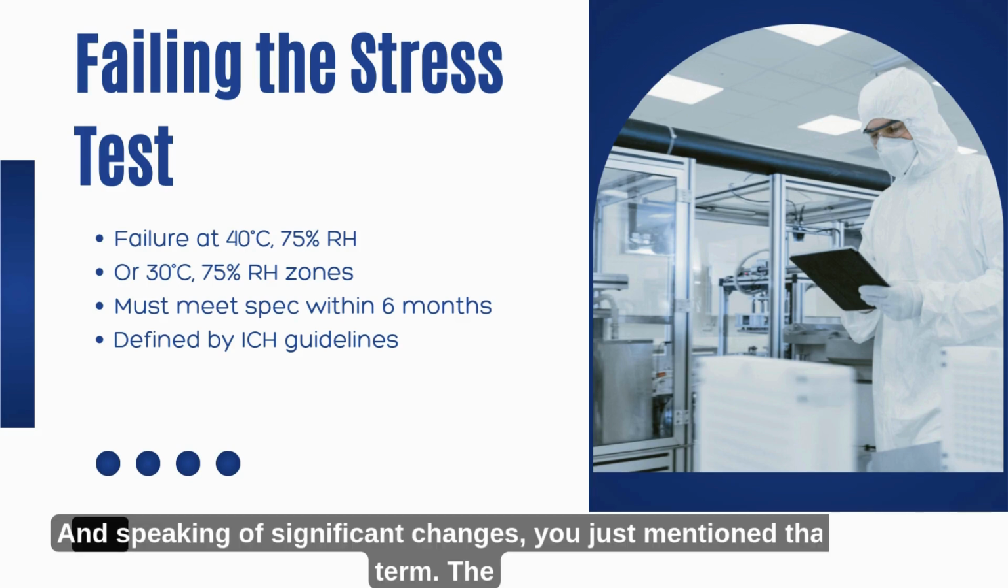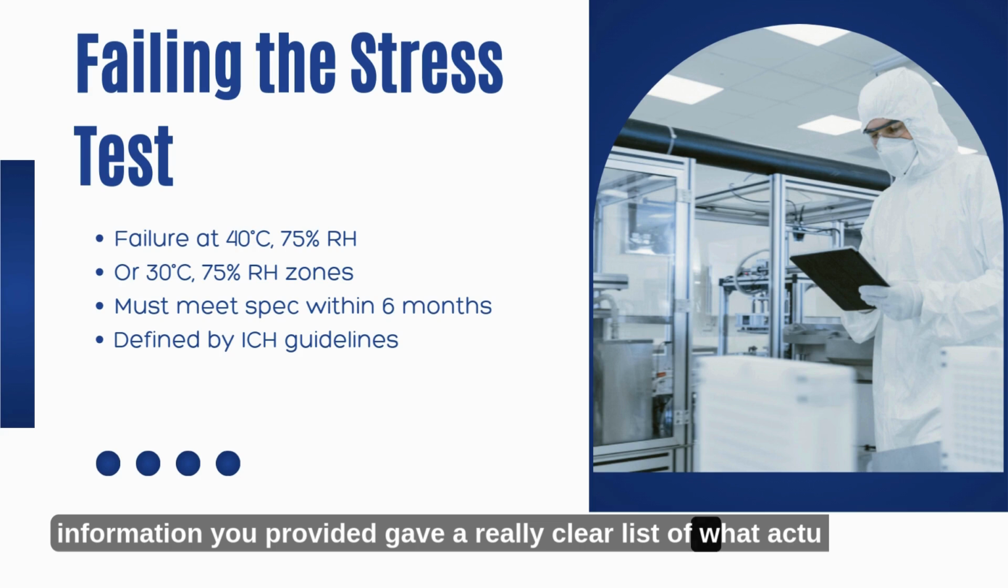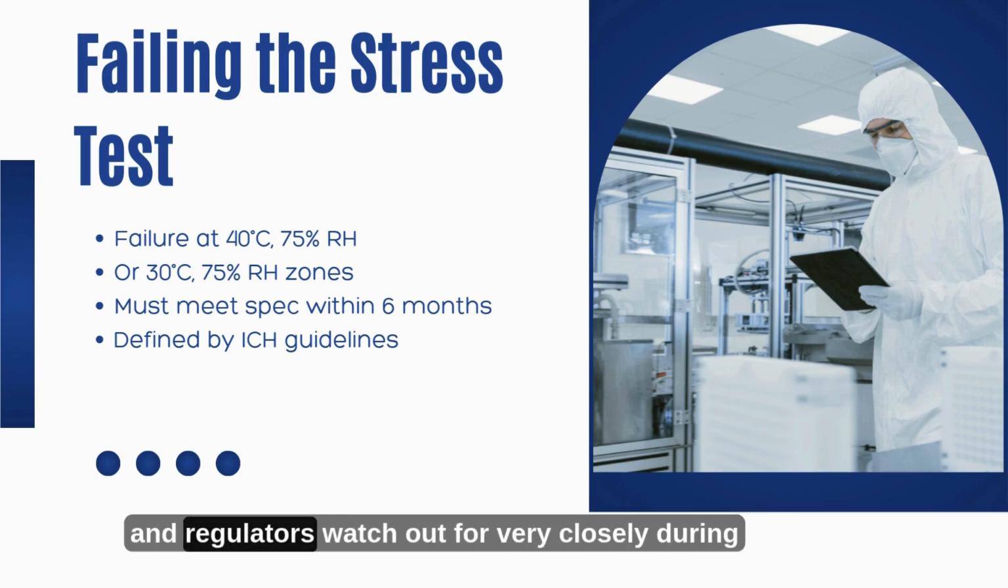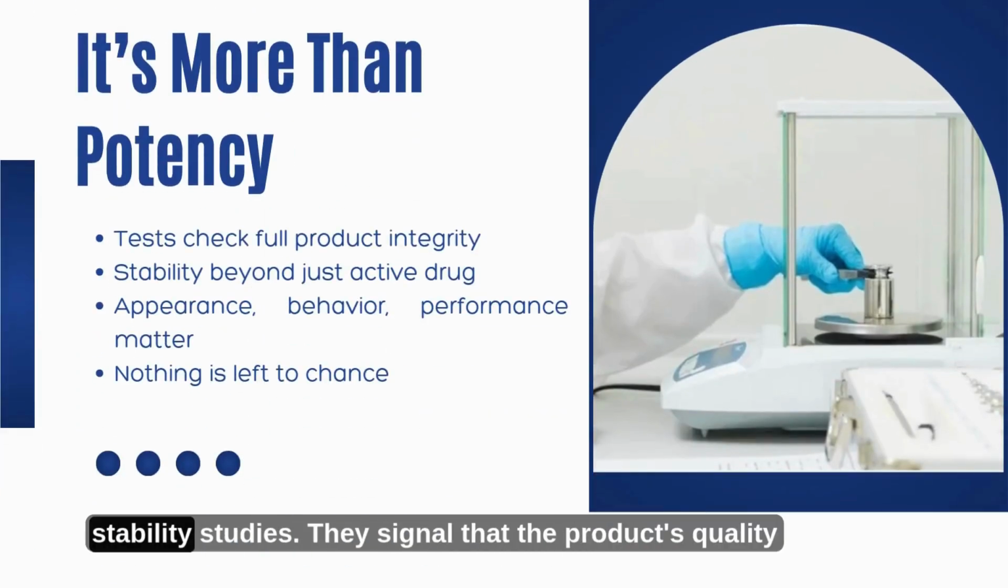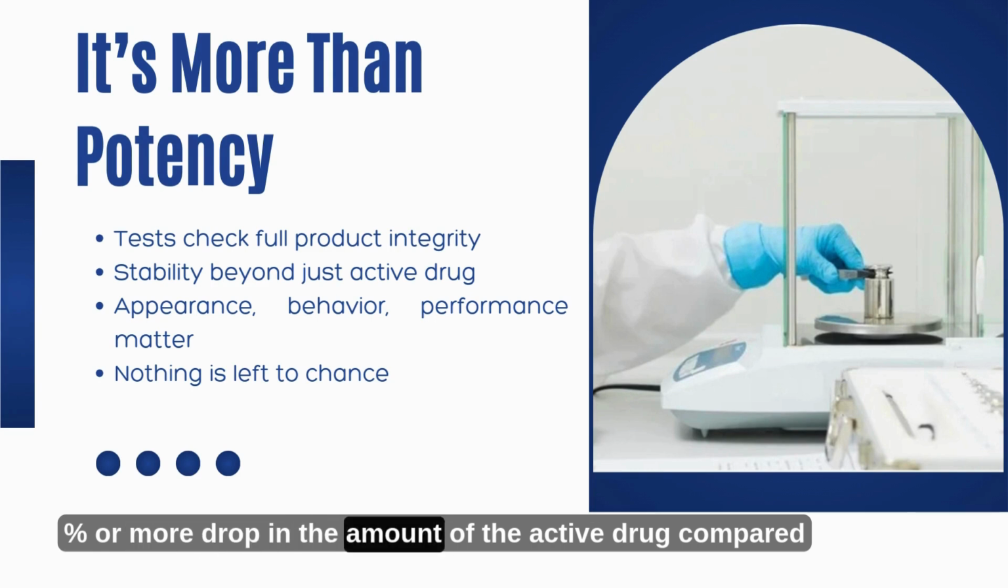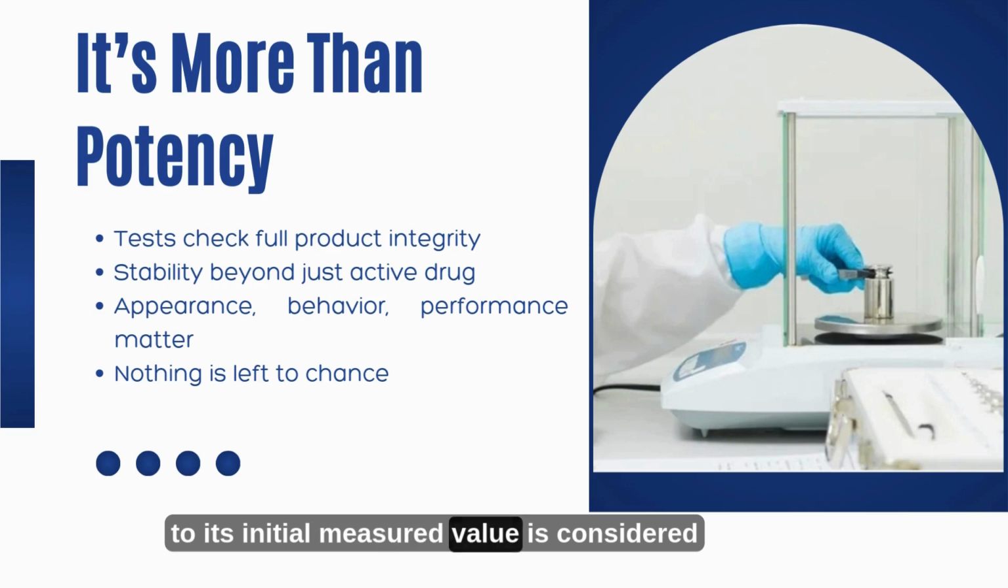Okay, that makes sense. And speaking of significant changes, you just mentioned that term. The information you provided gave a really clear list of what actually counts as a significant change during stability testing. Could you walk us through some of those key signs or red flags? Absolutely. These are the specific triggers that scientists and regulators watch out for very closely during stability studies. They signal that the product's quality might be compromised. Okay, what's on the list? Well, first, a loss of potency. Generally, a 5% or more drop in the amount of the active drug compared to its initial measured value is considered significant. So if it starts out at 100 milligrams and drops below 95 milligrams?